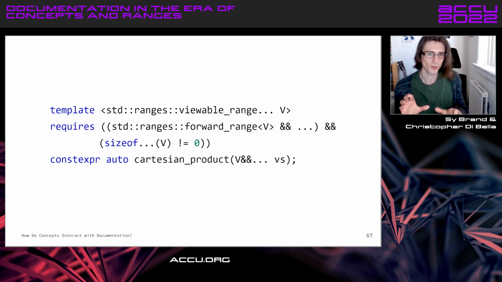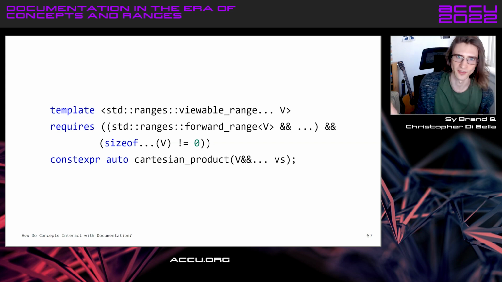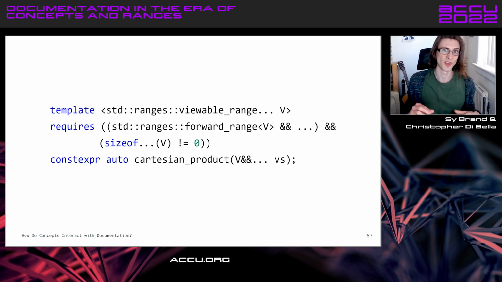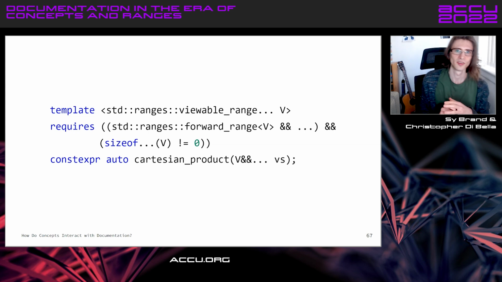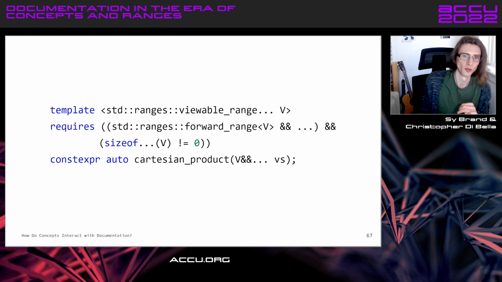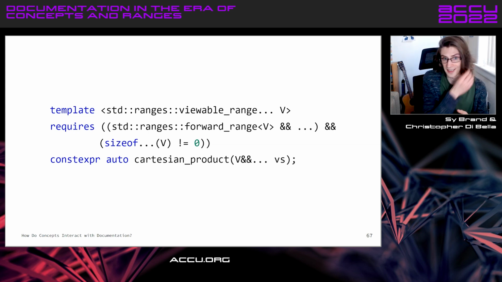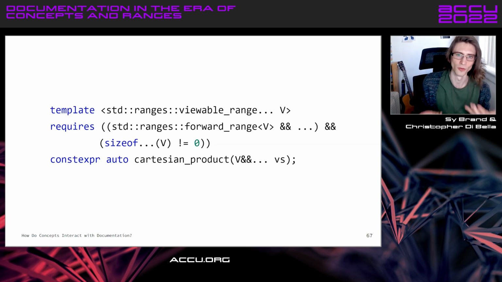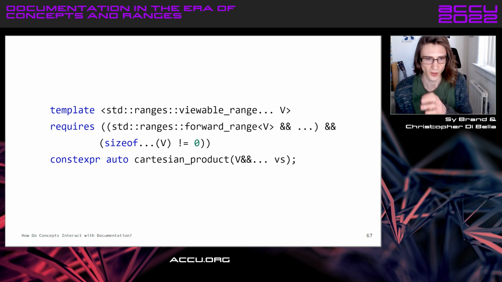Let's look at a slightly more complicated example. This is a Cartesian product adapter. We're going to give it a bunch of ranges, and it will give us back something representing the Cartesian product of those ranges. Now, the constraints here are a little bit more complex, but if we again know that shared knowledge of what a viewable range is and what a forward range is, then we could say, okay, we need to pass a bunch of things which are all viewable, they're all forward ranges at least, and we need to pass at least one of them. This is communicating to the user what the constraints of this function are.